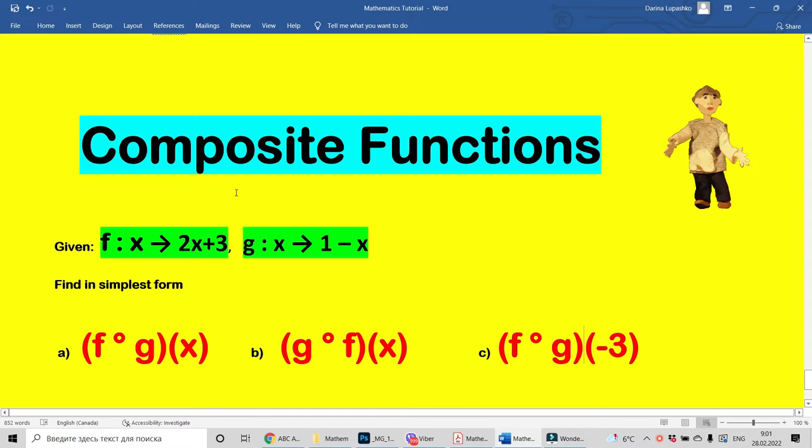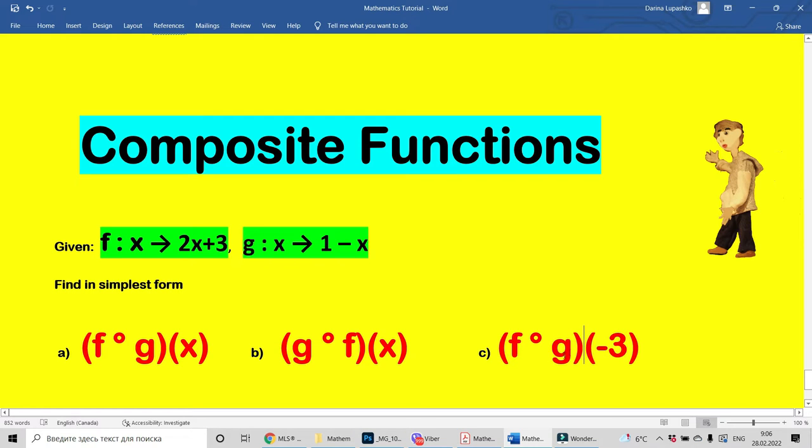We have function f of x equals 2x plus 3, and function g of x equals 1 minus x, and we have to find composite functions of f and g. So we have to find function f following g of x, function g following f of x, and we have to find f following g of minus 3.